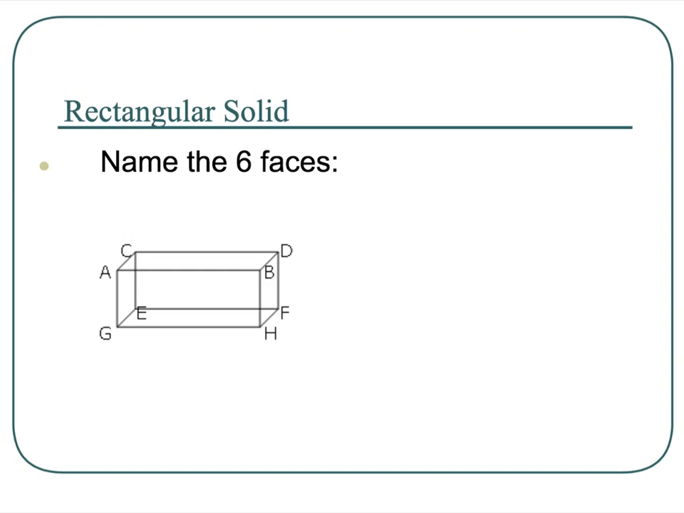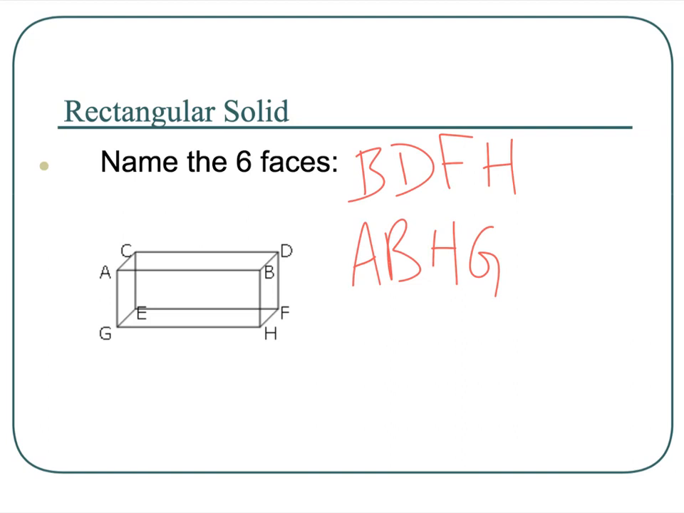All right, so let's name the faces. I'm just going to name one of them, and hopefully you get the idea here. B, D, F, H would be one of the faces, and that would be a rectangle, right? Could be a square, but a rectangle nonetheless. I mean, we could do one more just for fun. How about A, B, H, G? That's another face, and we can go all day with that, well, at least until we name all 6 of them. Cool? So you name the faces with the vertices. There are 4 vertices for the faces.